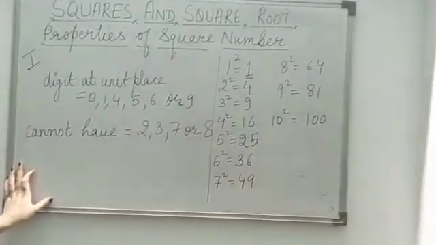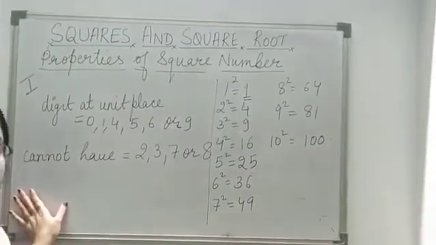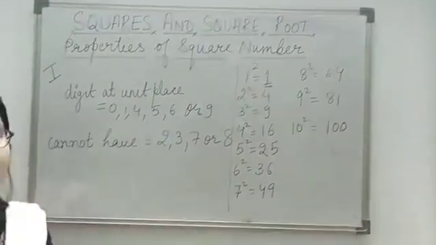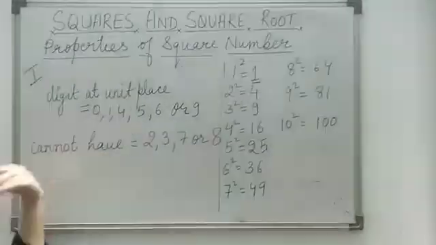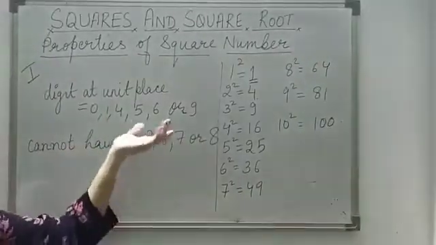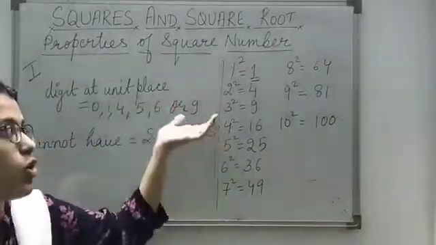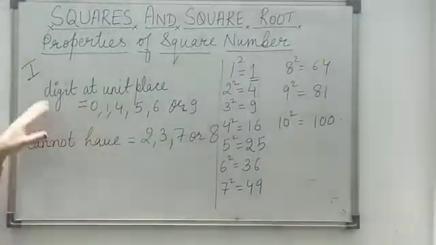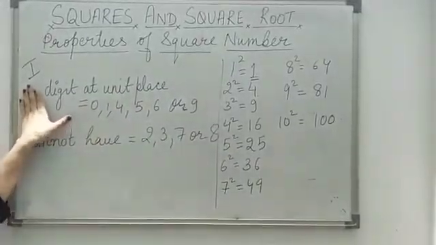So we can say that if you have to check whether any number is a perfect square or not, you can check by just simply seeing the unit digit.